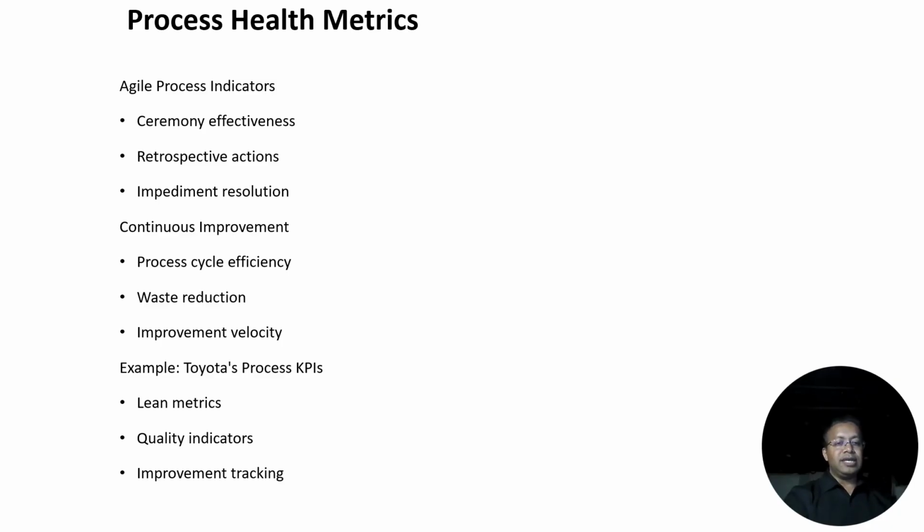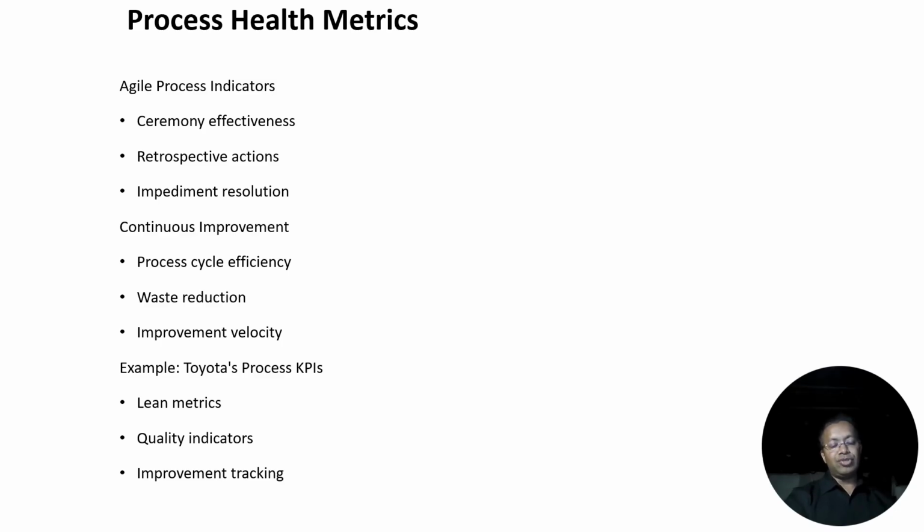Look at the process cycle efficiency. How long do we take from problem identification to solution generation and implementation? And again, looking at have we resolved a particular impediment or a concern. Also important to agile leaders is waste reduction. Again, like Kanban and Kaizen, we want to reduce waste, improve velocity of the innovation itself.